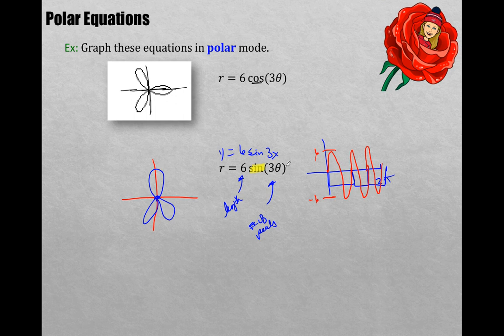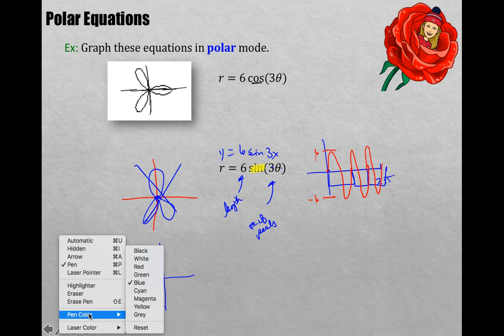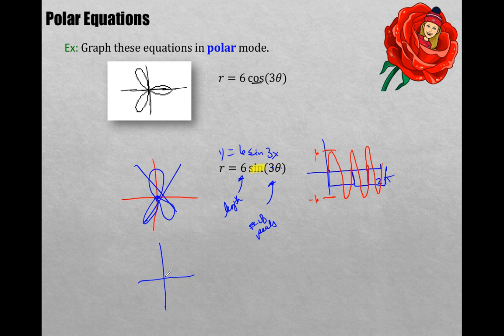6 sine 3 theta. Make sure you're in radians. Is this the graph you get? No. Sine starts off at 0 and then goes with this 3 theta. It reaches its next distance radius of 6 out here at like a 45-degree angle. There's your length of 6. There is a Y orientation.